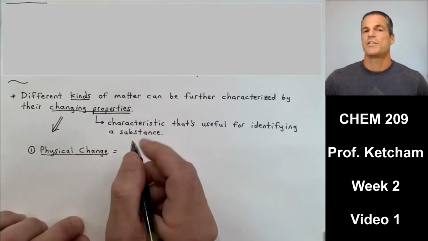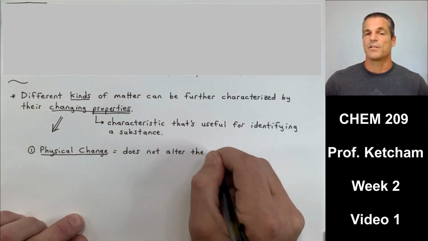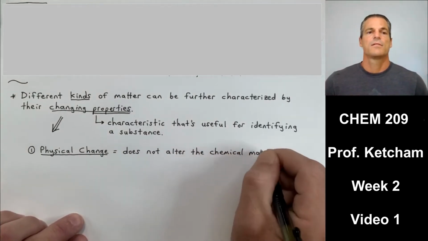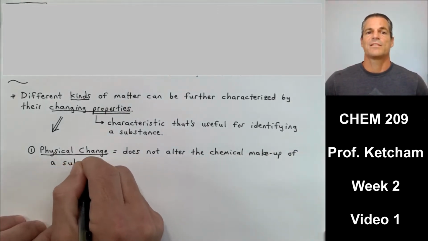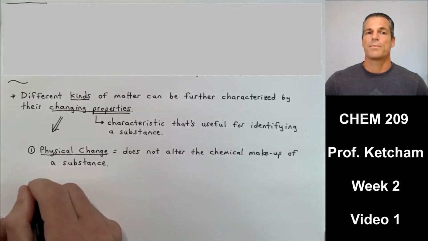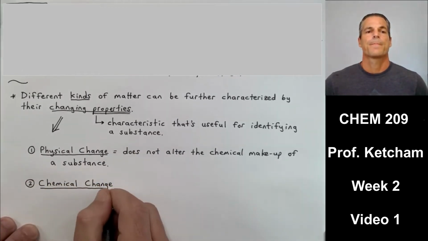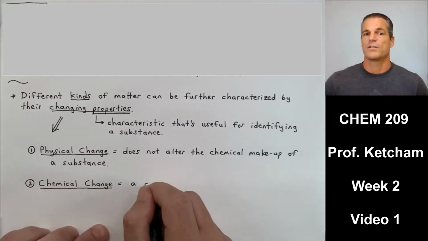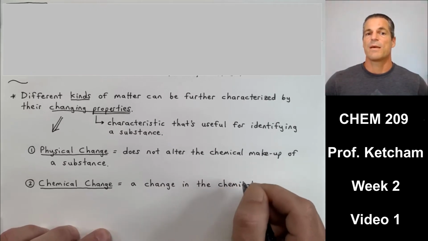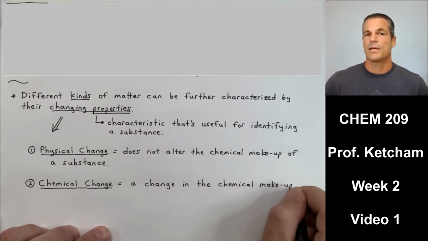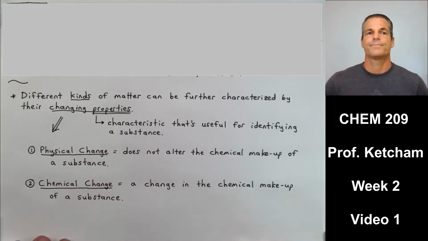So when we talk about changing properties, it usually follows suit that we'll talk about things like physical changes and chemical changes. So number one right there, a physical change. A physical change is something that does not alter the chemical makeup of a substance. And we'll go through some examples in just a second. Number two is a chemical change. Chemical change is a change in the chemical makeup of a substance. Chemical changes are often viewed as chemical reactions.